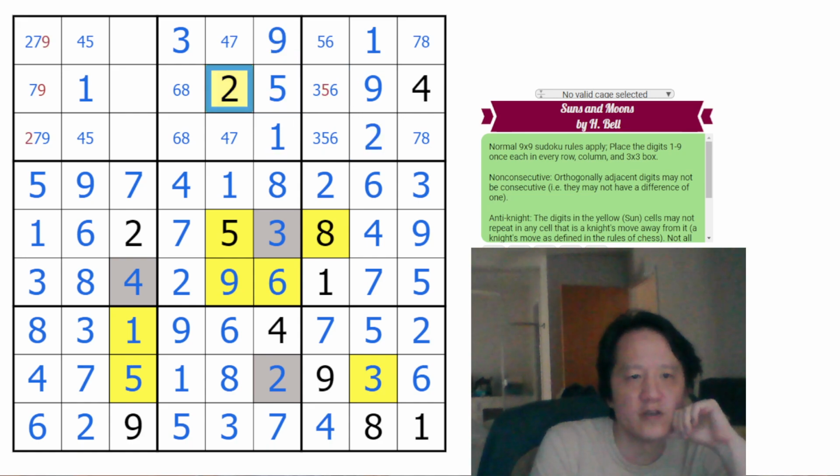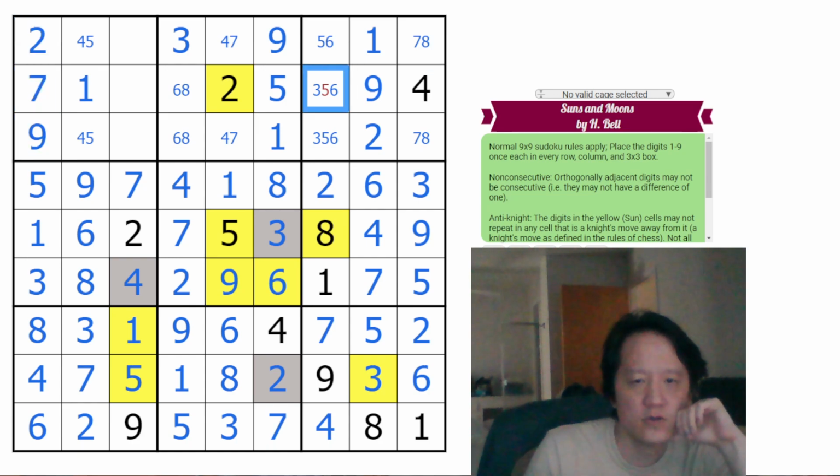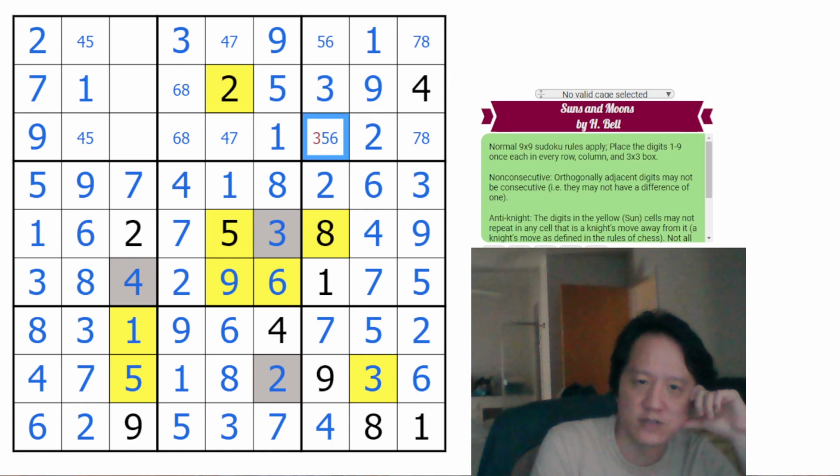We have 5 and 9. 7, 9, 2. This cannot be 5 or 6 because that's next to the other 5 or 6. So this is 3. This has to be 6 or 8. So we have 3, 6, or 8. This is 6 or 8. So this is 3. This can't be 3.